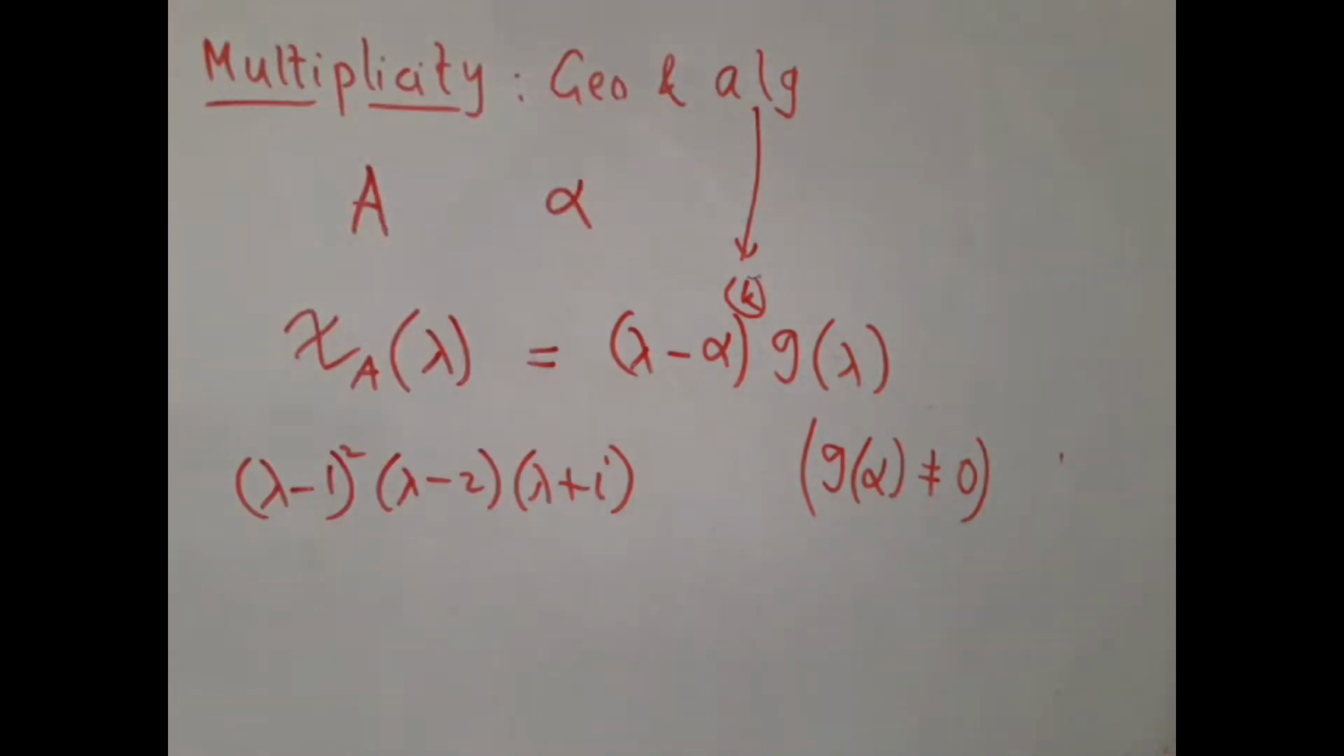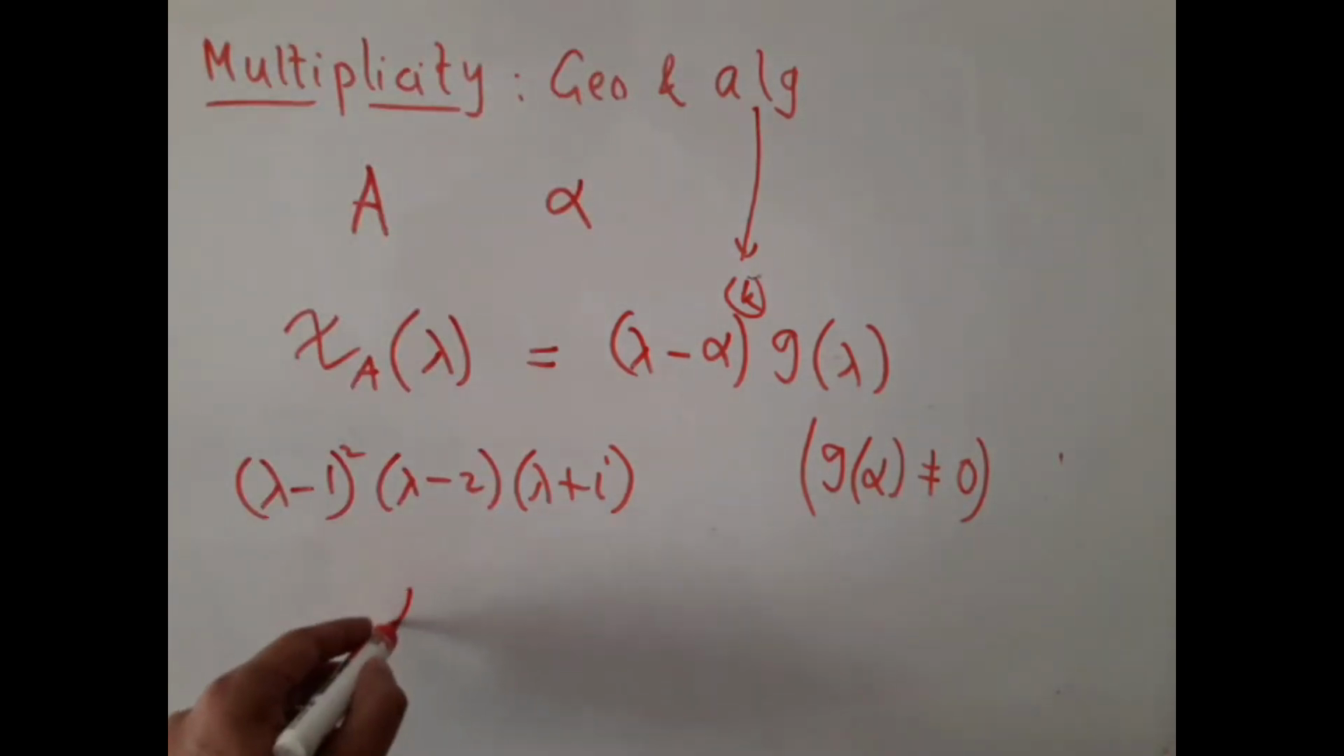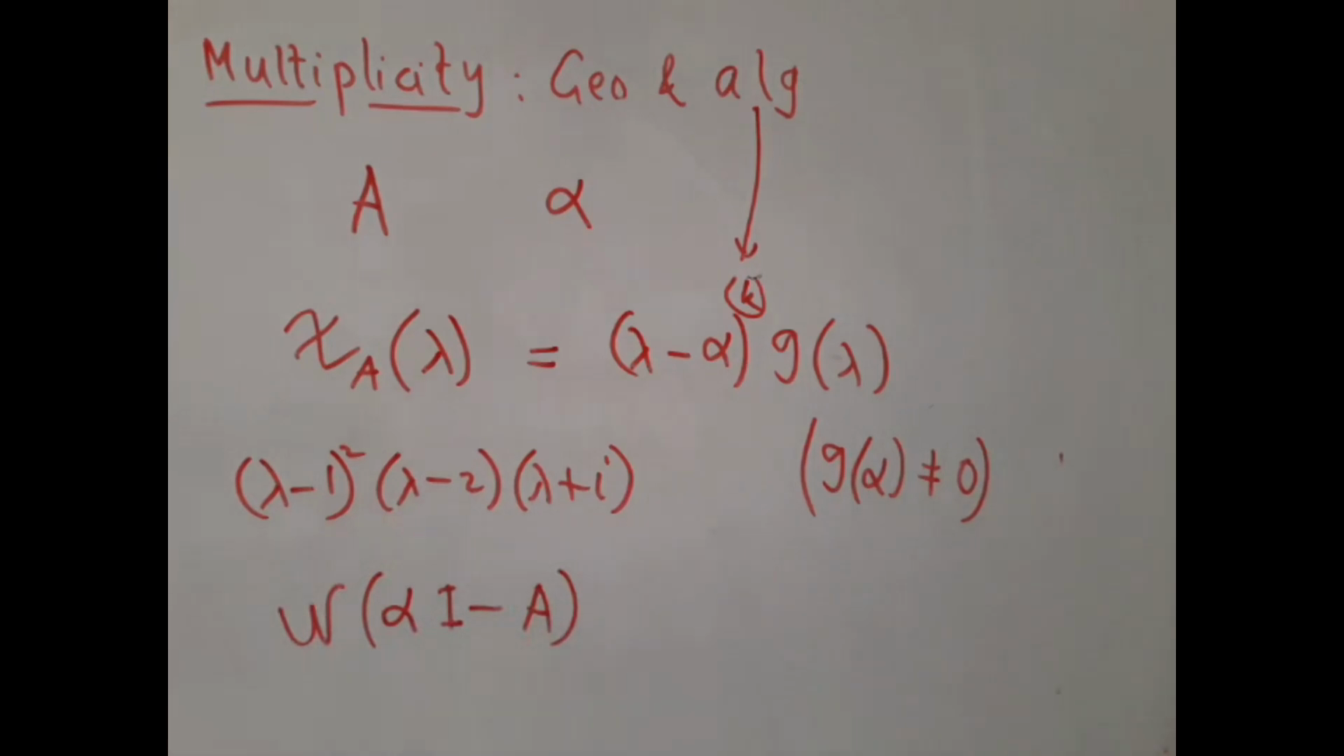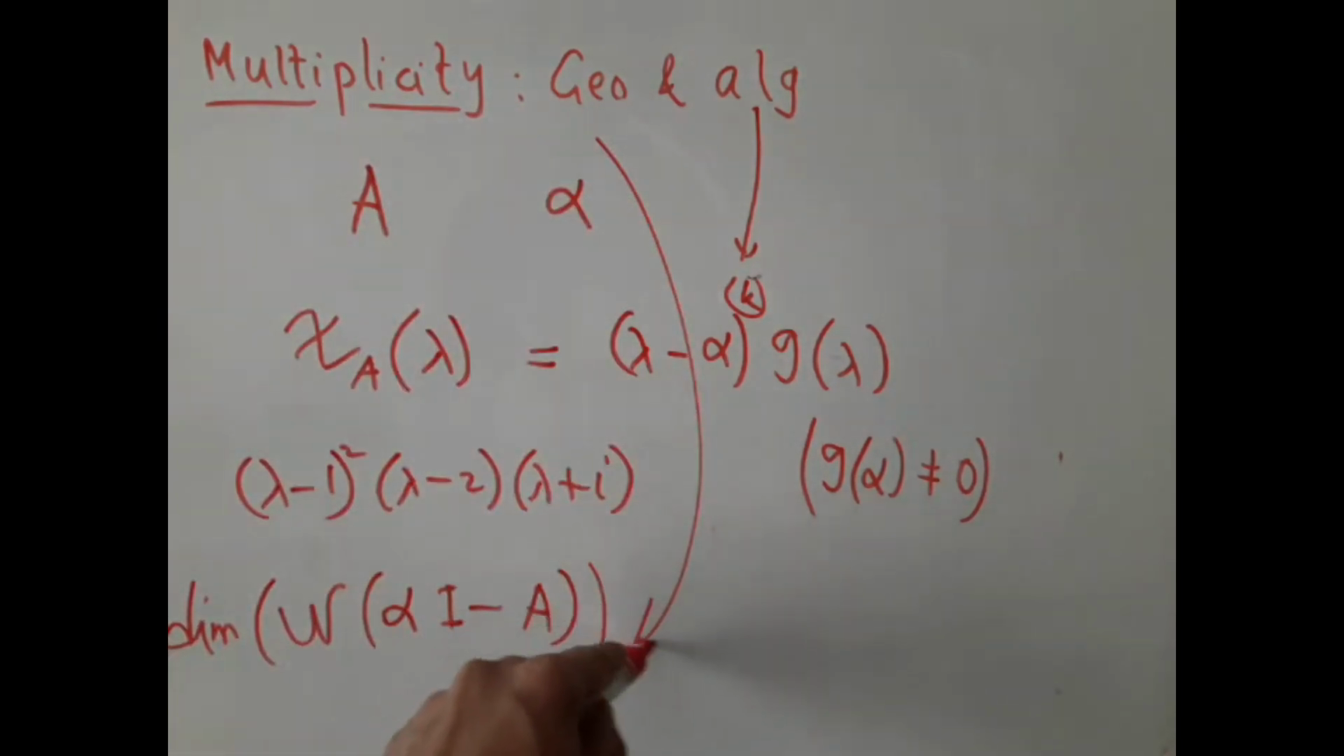Now coming to geometric multiplicity, I also know that the null space of alpha I minus A gives me the eigenspace. That has a dimension, which has to be some positive number. It cannot be 0, because alpha is an eigenvalue, so this null space must contain at least one non-null vector. This number is called the geometric multiplicity of the eigenvalue.